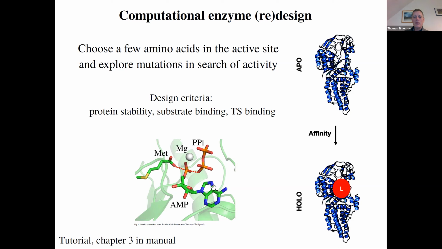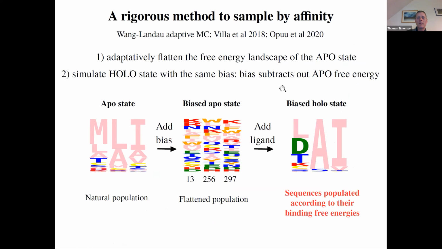This is a hard problem because if you want to design for substrate binding, you need positive design for the complex, the holo state, and negative design for the apo state. That's actually hard to do in a simple way. The methods that do achieve it are all pretty complicated. Now, the best one by far uses so-called Wang-Landau adaptive Monte Carlo.